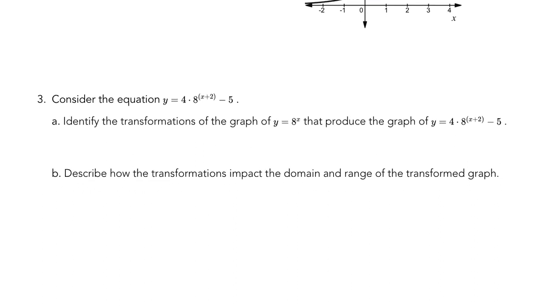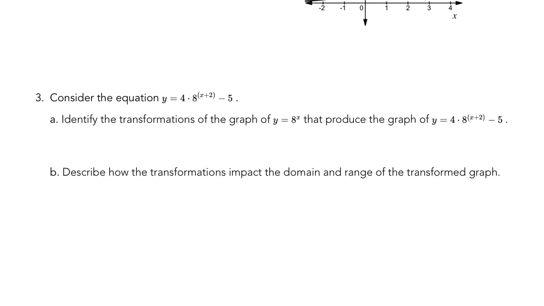Let's see. We have this equation here: y equals 4 times 8 to the x plus 2 power, minus 5. Identify the transformations from this to that. So I want to hit everything that's different. Like this has a 4 that the other one didn't have. It has a 2 the other one didn't have. It has the minus 5 the other one didn't have. So I want to talk about all those. Doesn't matter what order, but I'll just go in order that I see them.